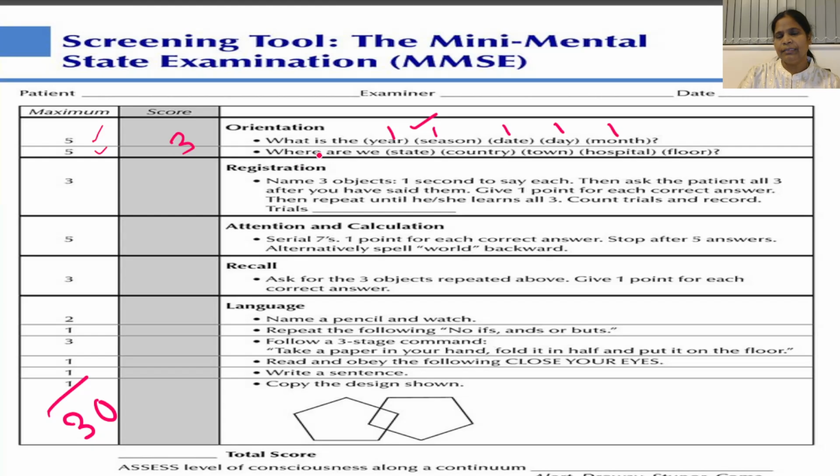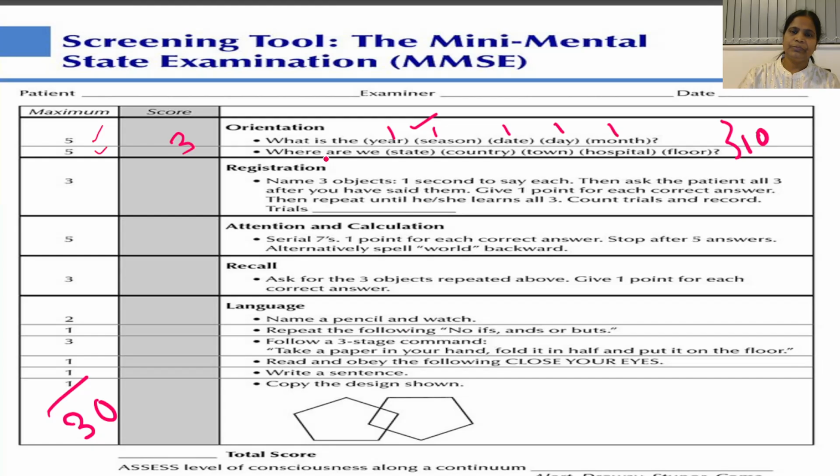In the same way, the next question we are going to ask is, where are we? Which state, which country, town, hospital and floor. Which floor is it? Whether it is the ground floor or first floor or second floor, like that. We are going to ask these 5 questions, and for however many correct answers they give, we put the score here. So on the whole we have 10 marks for orientation.